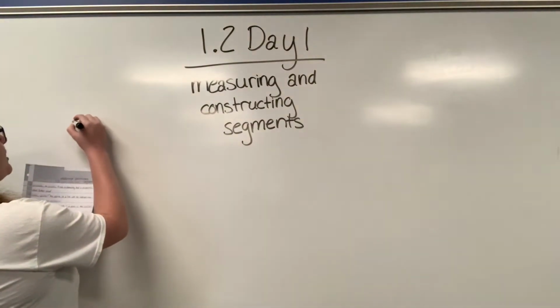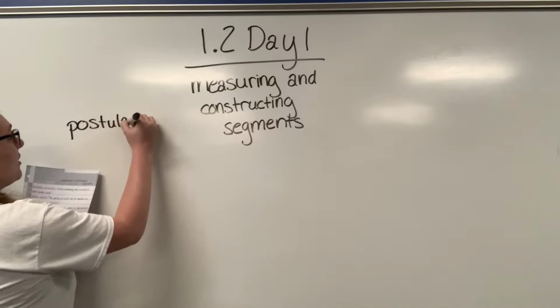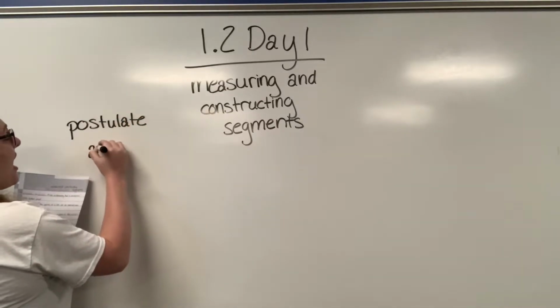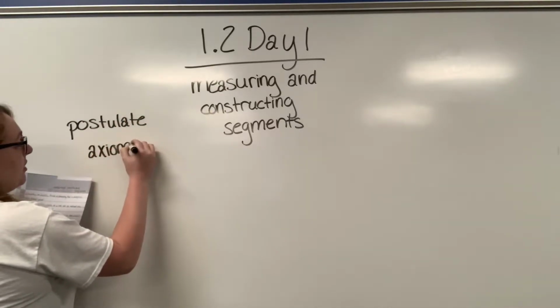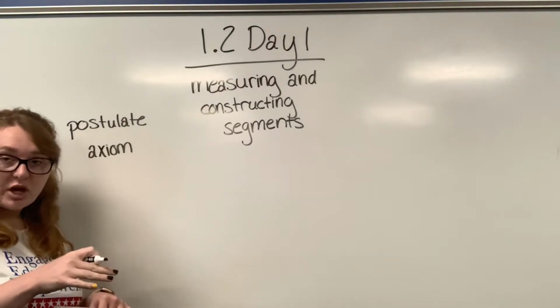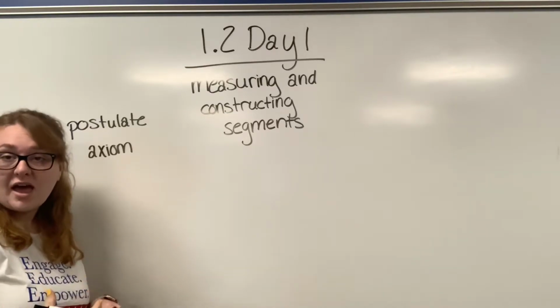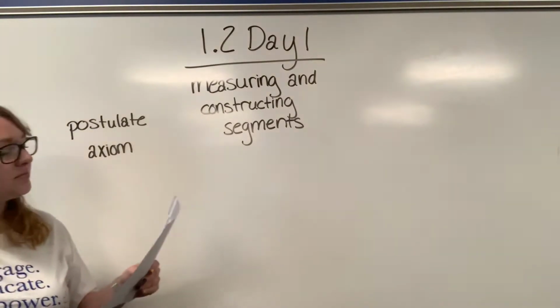So our first definition is postulate and axiom. These two words in geometry mean that there is a rule in geometry that you can accept with no further proof. You do not need to prove it every time, okay?